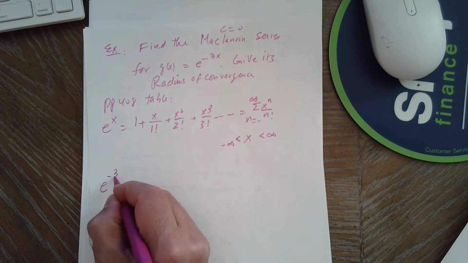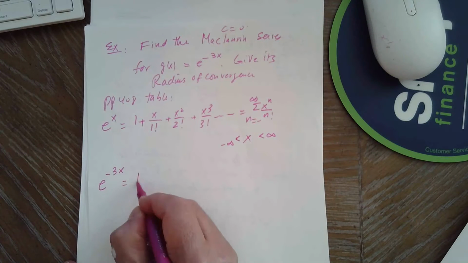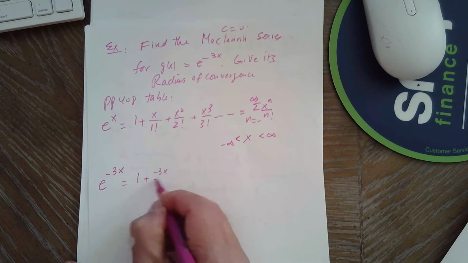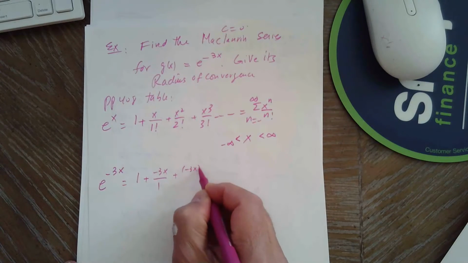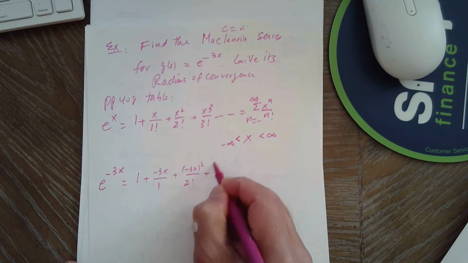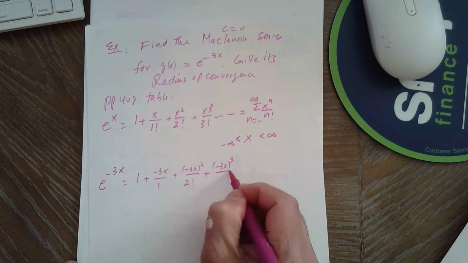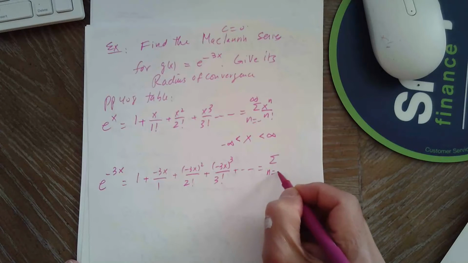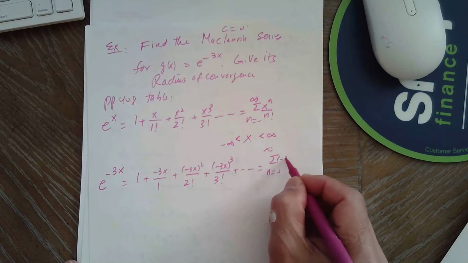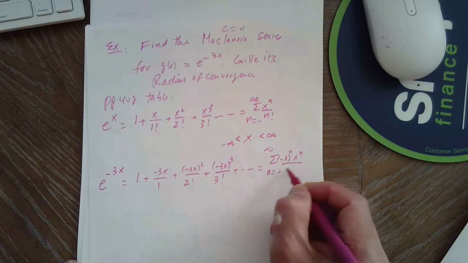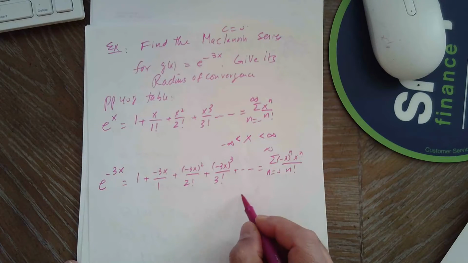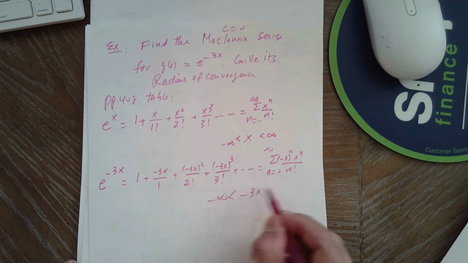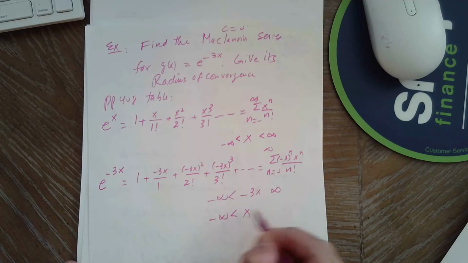So e to the negative 3x is 1 plus negative 3x over 1, plus negative 3x squared over 2 factorial, plus negative 3x cubed over 3 factorial, which is the sum from n equals 0 to infinity of negative 3 to the n, x to the n over n factorial. Negative 3x is between negative infinity and infinity, and so x is between negative infinity and infinity.